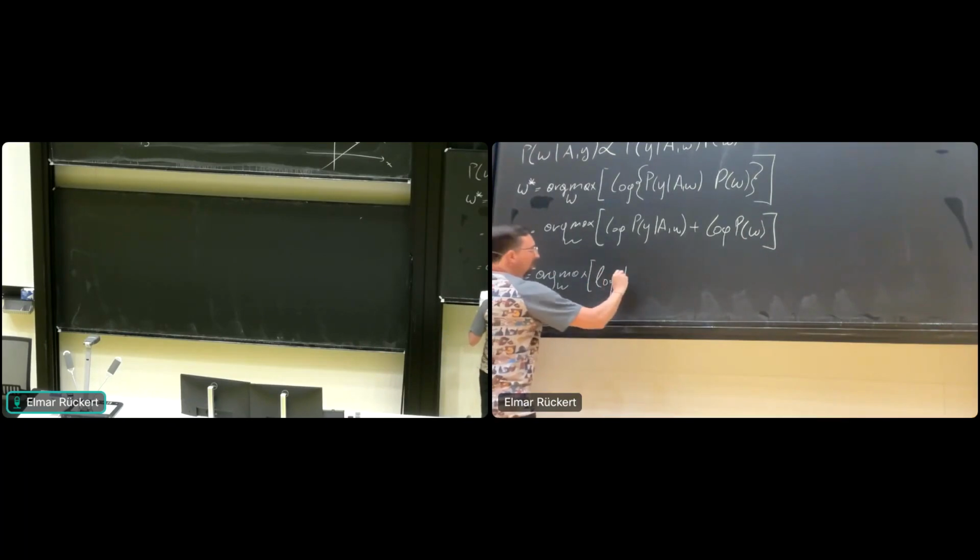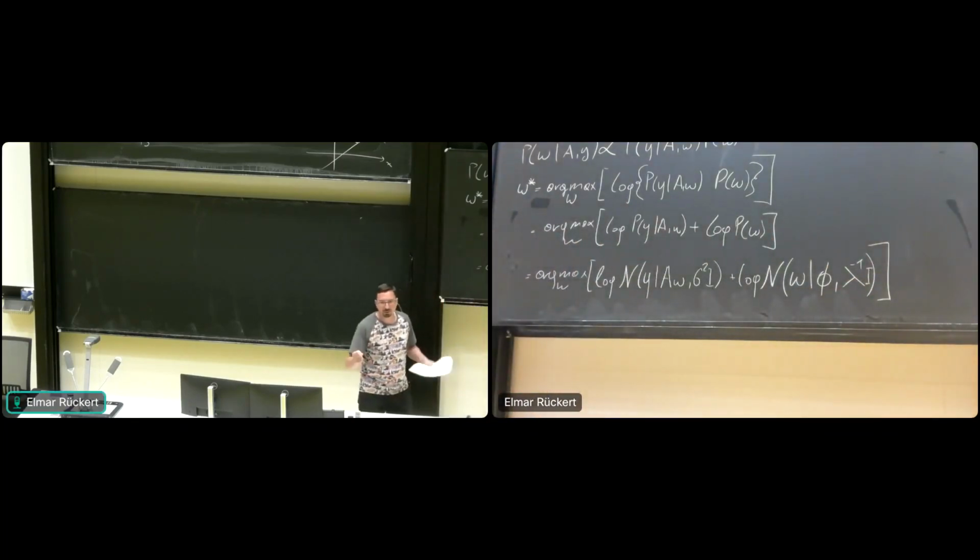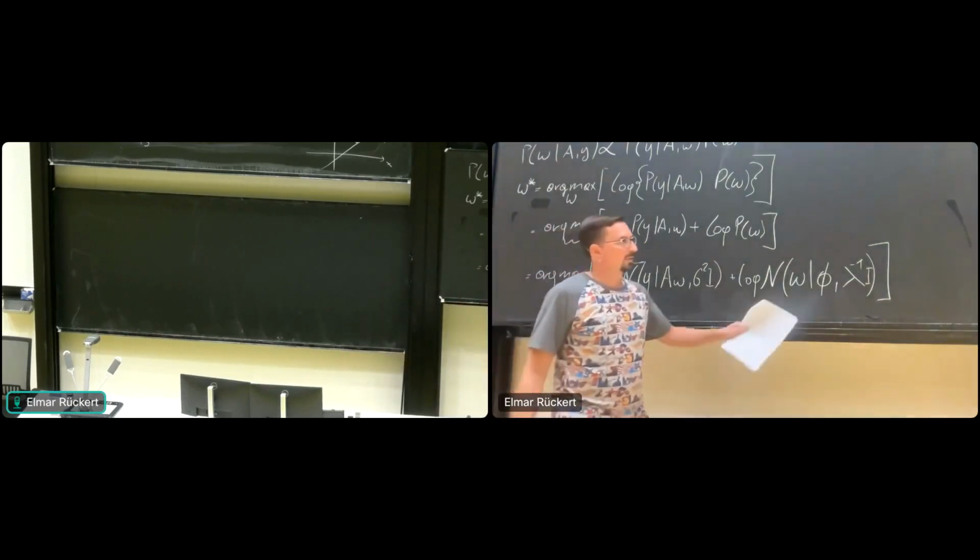So we have the log of our likelihood, that is A times W, given sigma squared as standard deviation, plus the log of our prior, which is a zero mean gamma precision prior. And here this actually also needs an identity matrix because W is a vector. But this is a scalar. So Greek letters are scalars, all other letters are vectors.